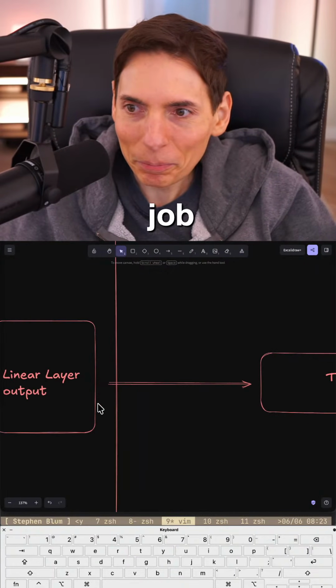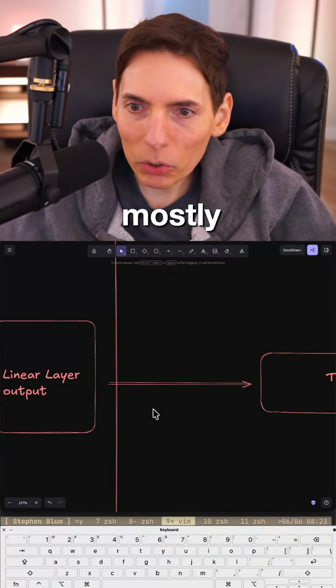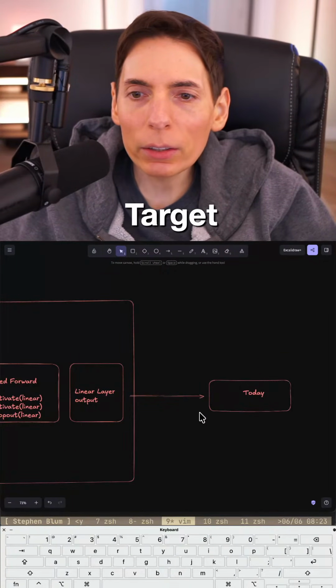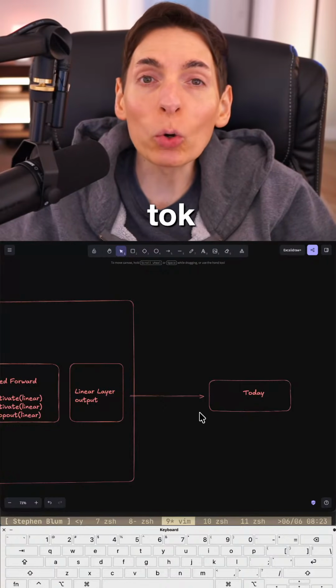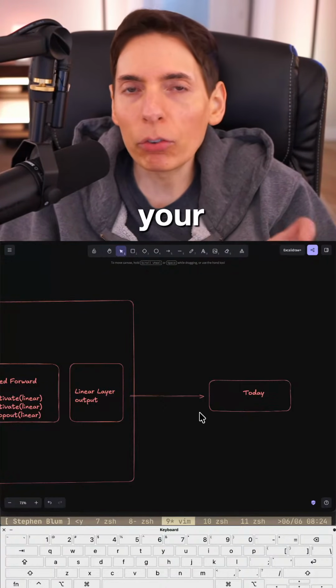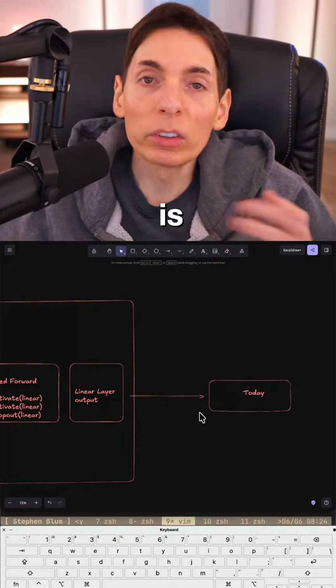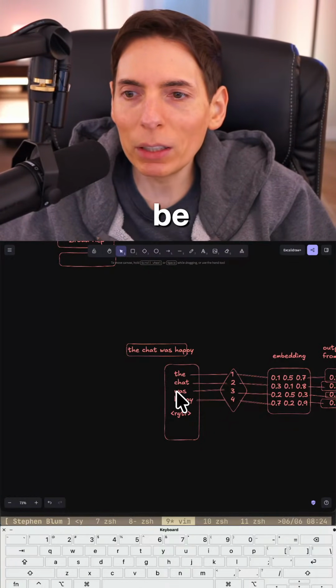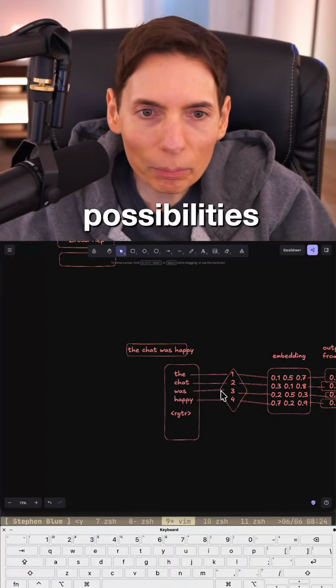Good job. And then I think that's mostly it, right? Yep. And then you do a linear output, so that way you can target your total potential token alphabet. Your alphabet in this case is which tokens you have, right? So you've got tokens here. So the total output would be a projection of 4 possibilities.